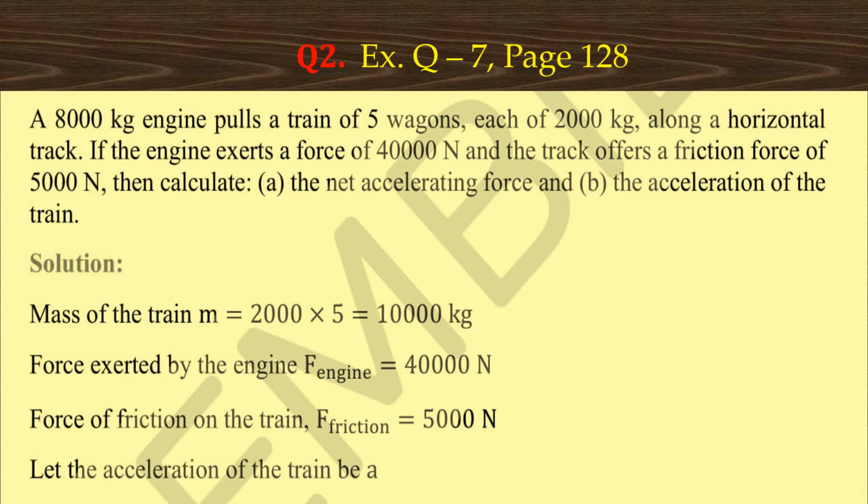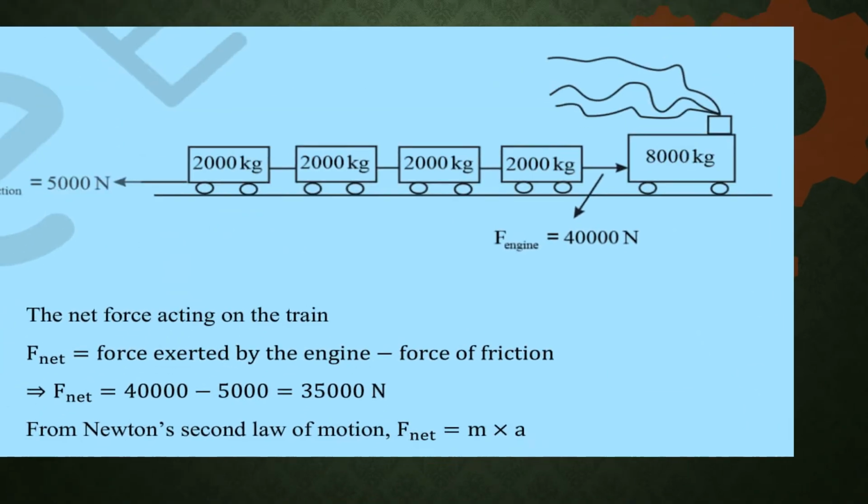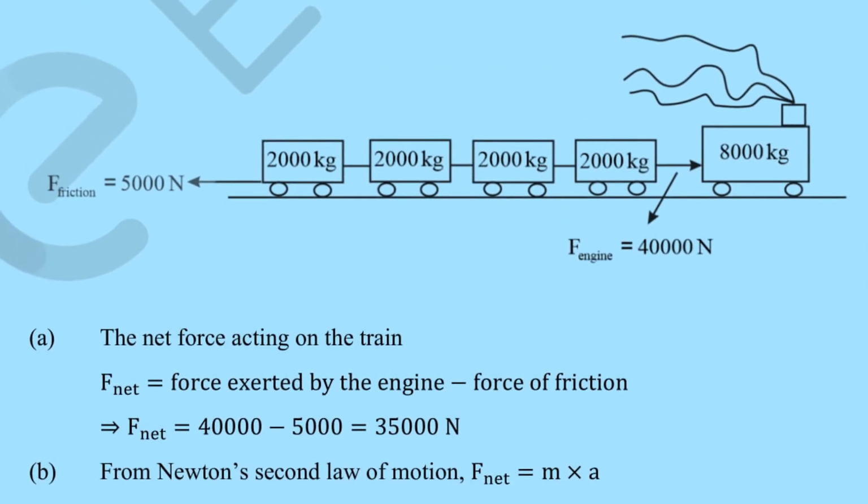Now we will assume that the acceleration of the train is a, because a is the letter we are using to represent the acceleration. So we are assuming the same. a represents the acceleration of the train. You can see the schematic representation of this numerical here. So I think now it will be more clear to you.